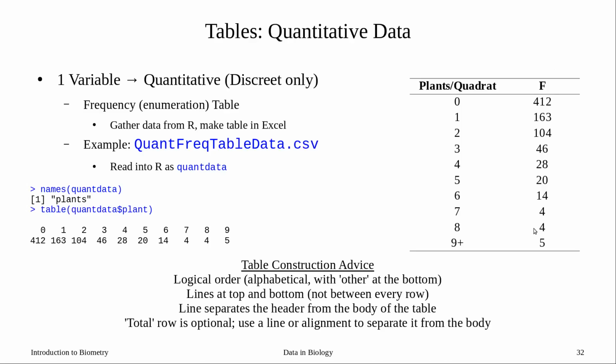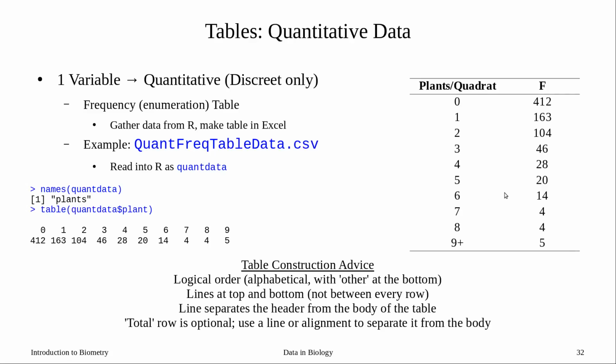I give the frequency. I have lines at the top, I have lines at the bottom. I've got a line that separates the header from the body. I don't have a total row because it doesn't really make a whole lot of sense in this case. I'm reporting on the number of grids that have a certain number of plants per quadrat.